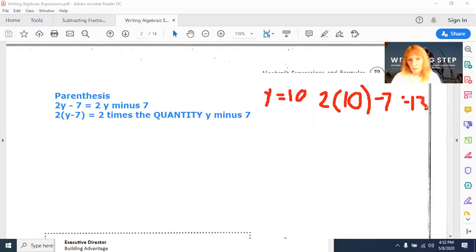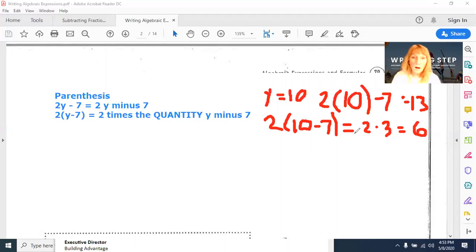Now the second expression, if I plug y equals 10 in, I get 2 times the quantity 10 minus 7. So what do I really get? First we do what's in parentheses. So I really have 2 times 10 minus 7, or 3. I really have 2 times 3. So I really have 6 here. So you see how you get different answers depending on where the parentheses are in the expression. So here's another example I'd like to give you. Some of these may be in your packet.